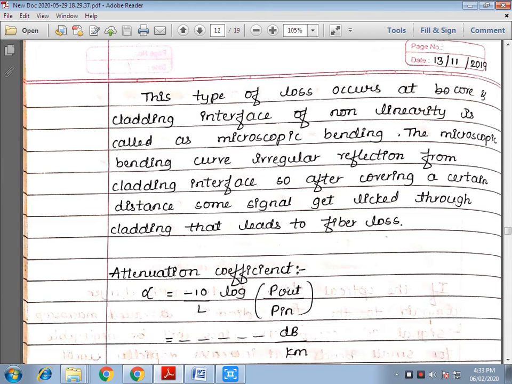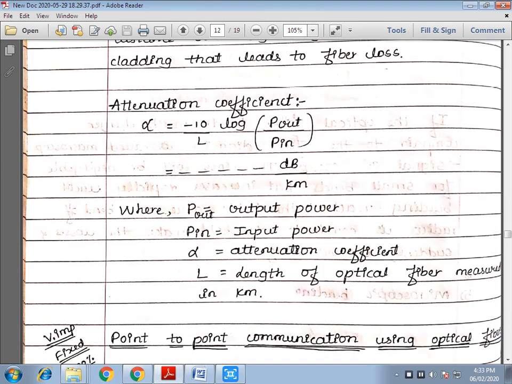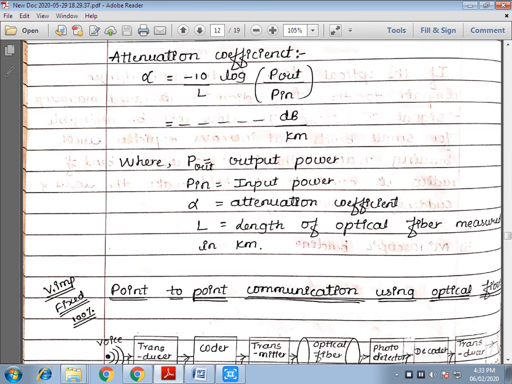Attenuation can be written with the expression alpha is equal to minus 10 divided by L into log of P out by P in, and the unit of attenuation coefficient is dB per kilometer, where P out is output power in terms of watts, P in is input power in terms of watts. Attenuation coefficient is measured in terms of decibel per kilometer. Length of the optical fiber is measured in terms of kilometer.